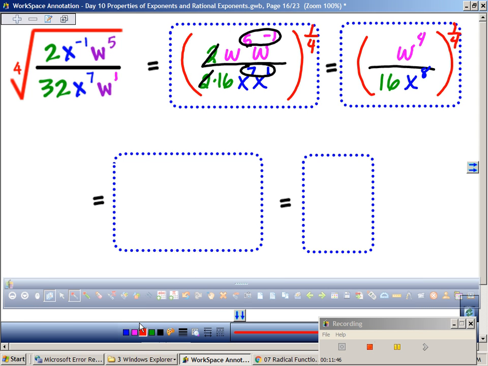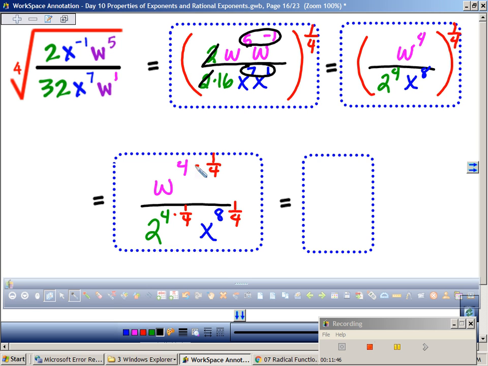Okay. So now I'm going to distribute. I might as well change this right now to 2 to the 4th, because when I distribute, it's going to distribute relentlessly. So now I'm going to distribute everybody. It's going to get a 4th. So w to the 4th is going to get times 1/4. 2 to the 4th is going to get a 1/4. And x to the 8th is going to get a 1/4. You guys see that I distributed the 1/4 to everybody? Everybody got one?